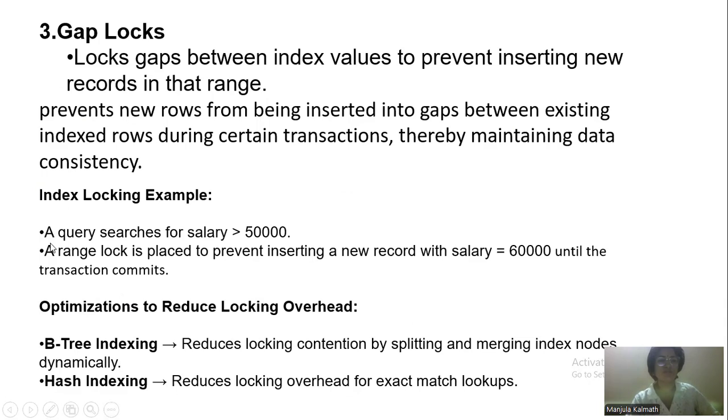So here we have the index locking example. Suppose salary is greater than 50,000. One time we read, it gives some output. After that, another user inserts a record with salary equals 60,000 into the same relation. Next time if we read again, this will also be added, so the number of records will increase. That shows the inconsistency. The best examples for this are B-tree indexing as well as hash indexing.